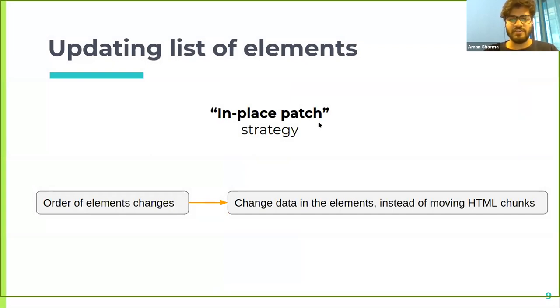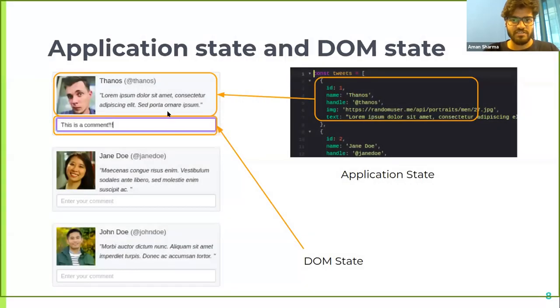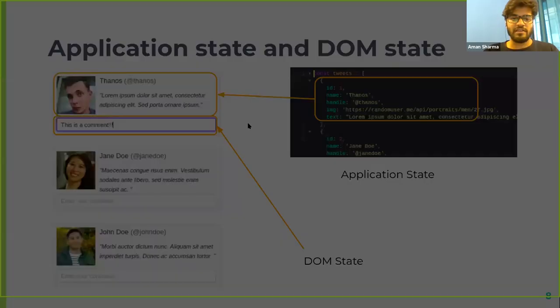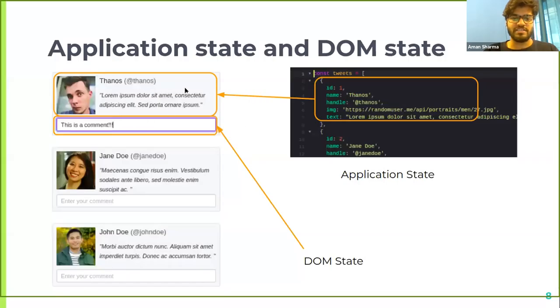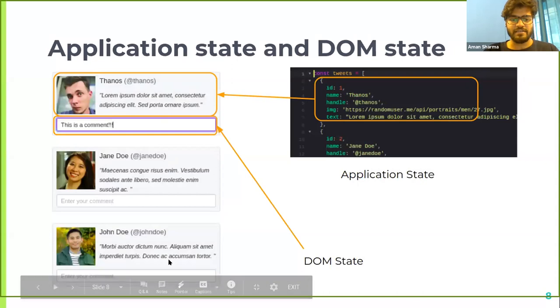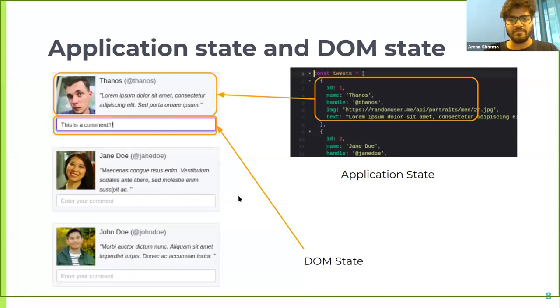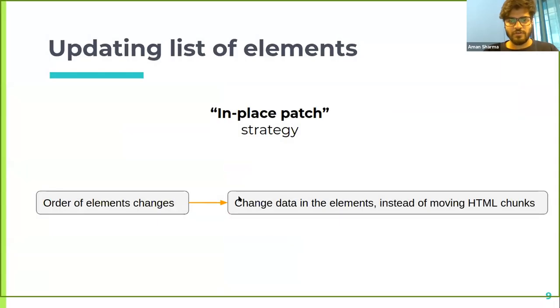Again, whenever there's a change in the order of elements, only the data at each of those places is changed. Whatever is in the data is directly reflected, but the HTML part is not moved at all. Logically, the HTML part is the same anyway, so this is what normally happens. It uses the in-place patch strategy.